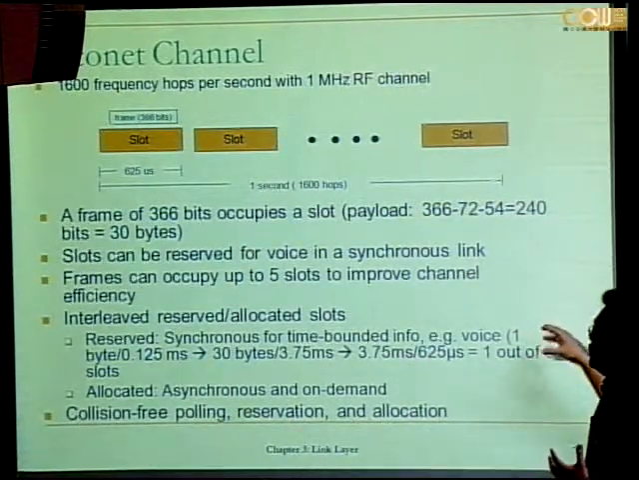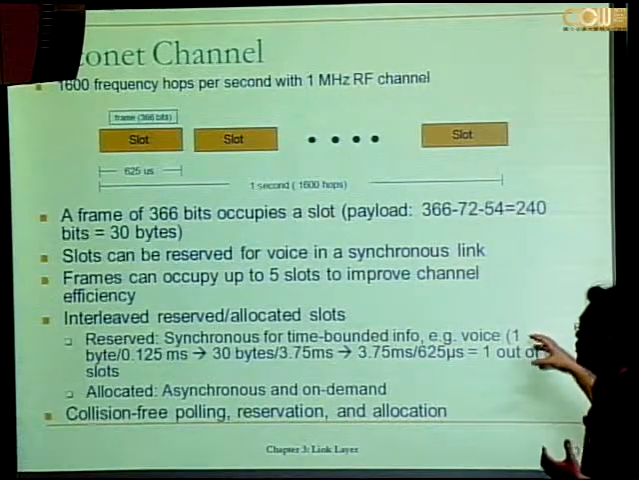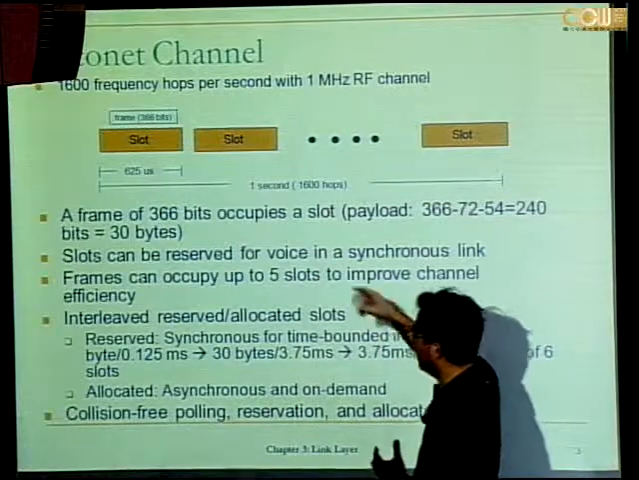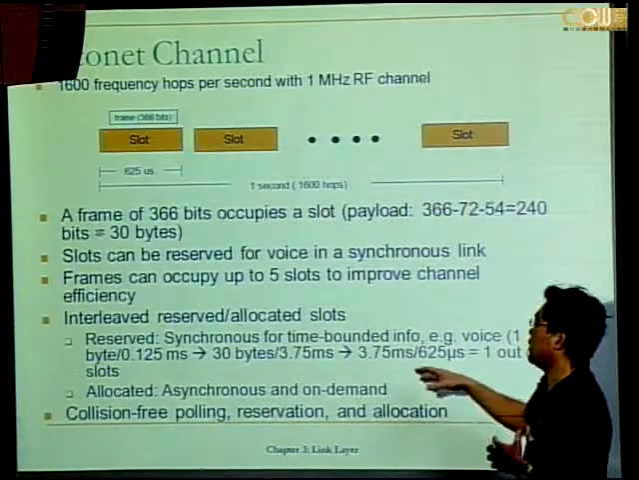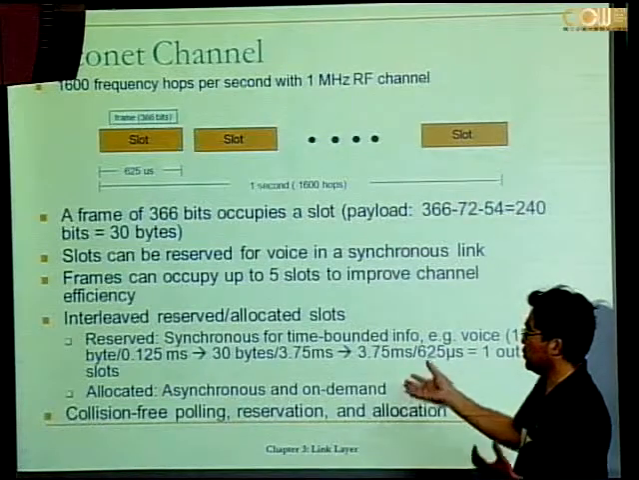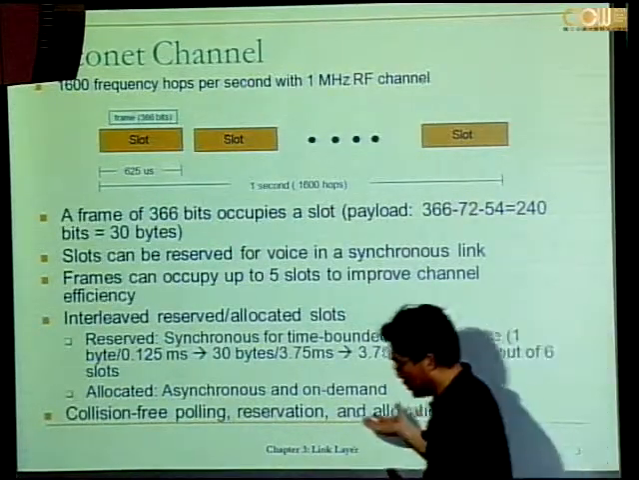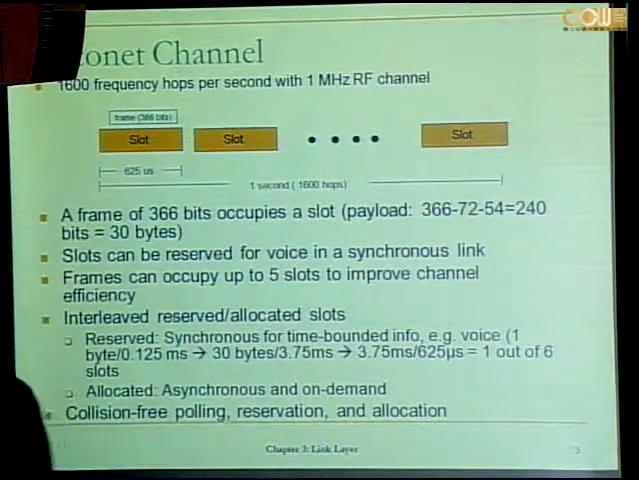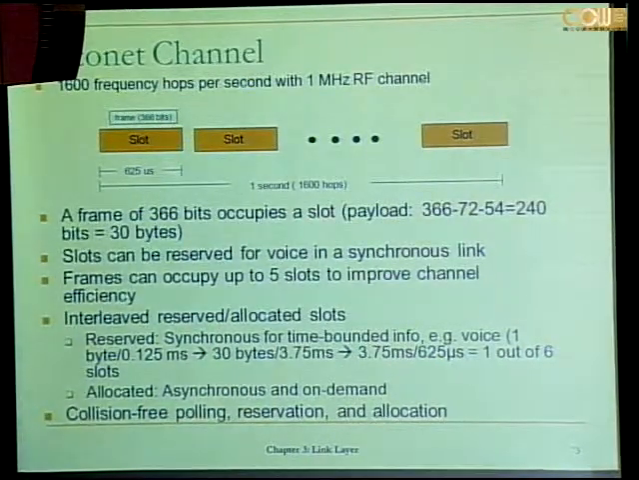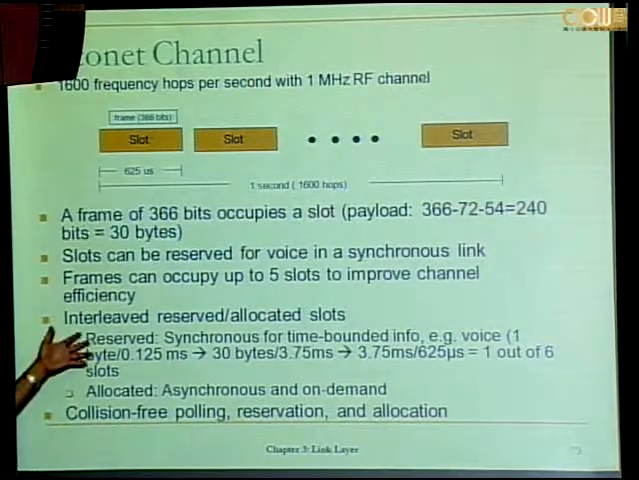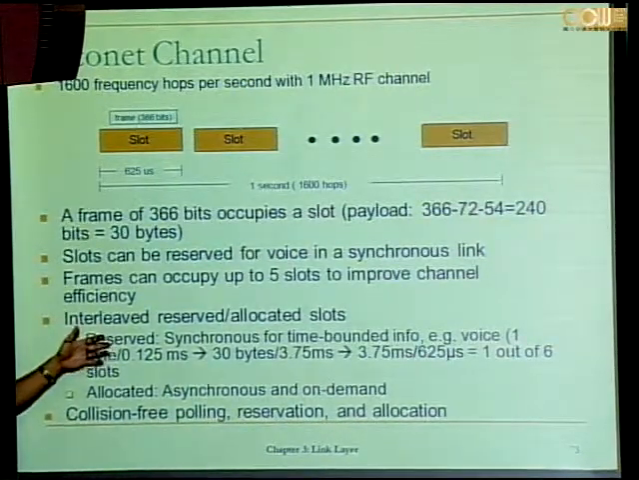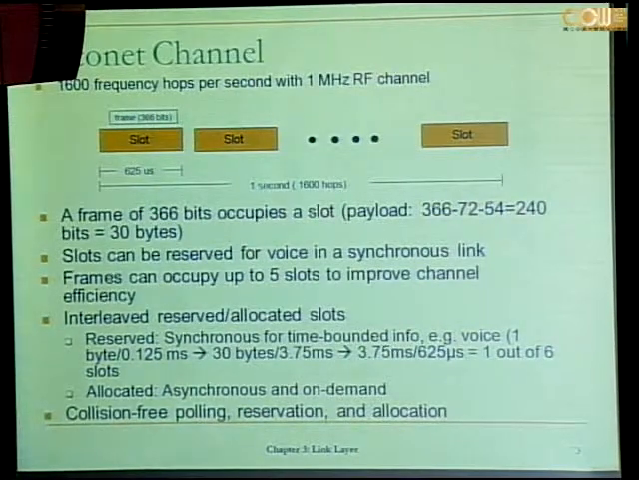So if you have that kind of real-time traffic, you need to reserve the slot. For the other slots which are non-reserved, it will be strictly polling. The master will page, and only when you are paged can you transmit. Otherwise, if you have this kind of data, you make a reservation, and once you get a reservation, you can use a slot regularly. For example, 1 out of 6.